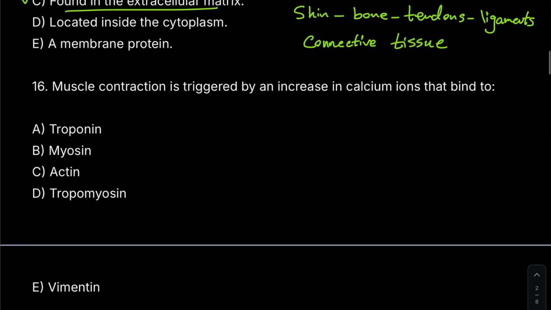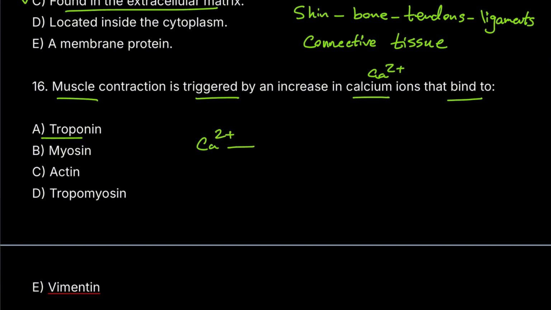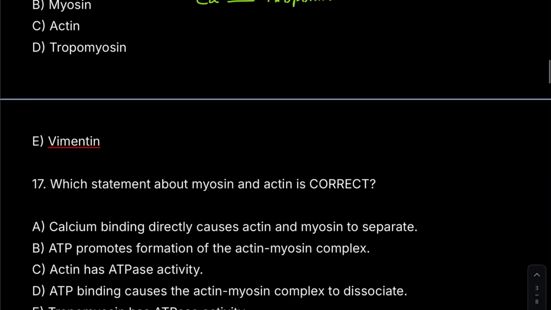So, question number 16. Muscle contraction is triggered by an increase in calcium ions that bind to, option N, troponin. When calcium binds to troponin, it changes the shape of the troponin-tropomyosin complex. This exposes the myosin binding sites on actin, allowing cross-bridge formation and muscle contraction.